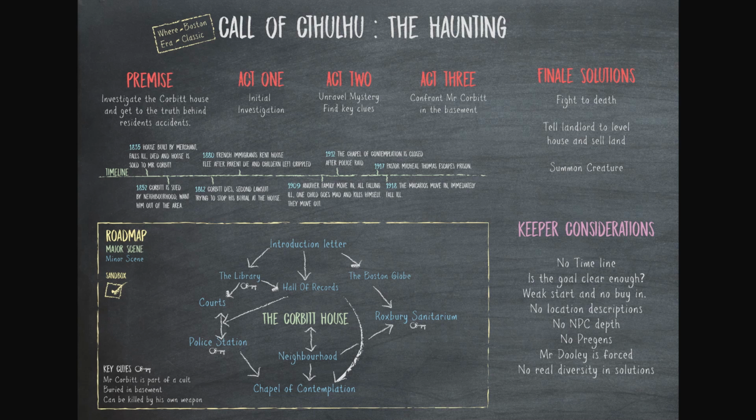Now, The Haunting does this, setting up in 1920s Boston, a fairly classic place for Call of Cthulhu to be set. And it has multiple locations throughout the city to go to. It's almost sandbox in design, revolving minor scenes around one major scene, which will be the Corbett House even.